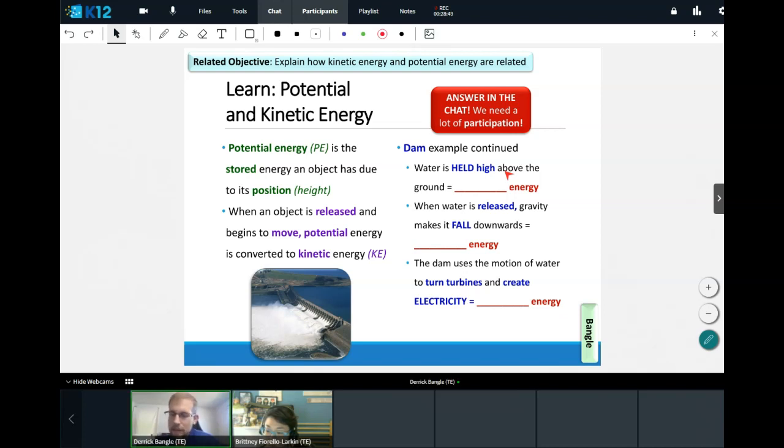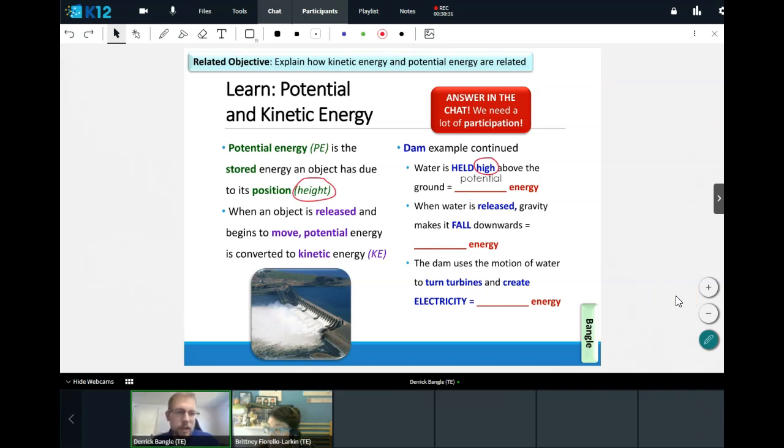All right, you can type answers in the chat. I give you guys permission. What type of energy is it when the water is held high above the ground? A lot of height is what type of energy? Look at the green text. Angelina, I'm going to assume that's a little typo at the end there, but that's all right. Potential, exactly. So this is potential energy.